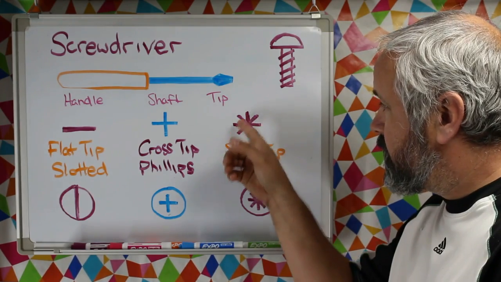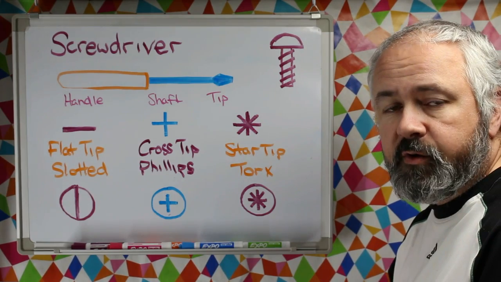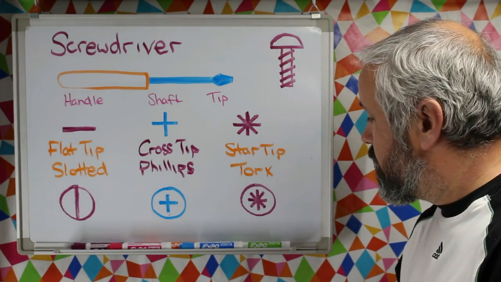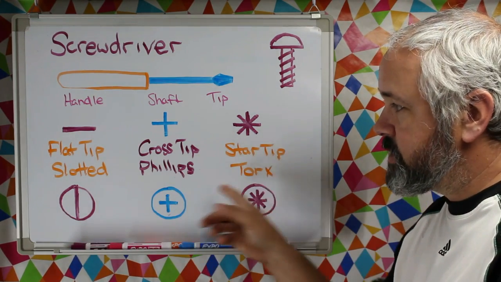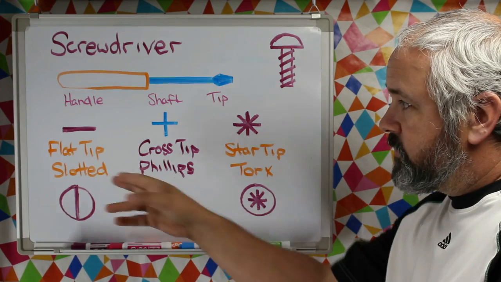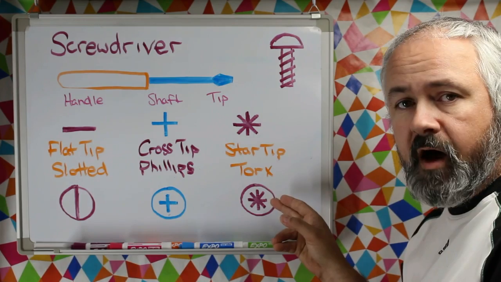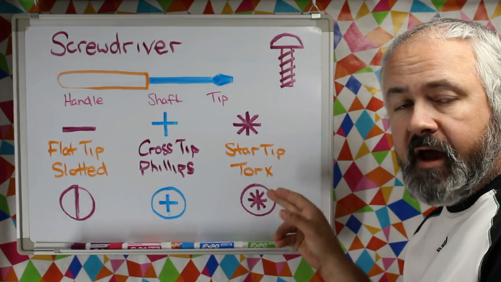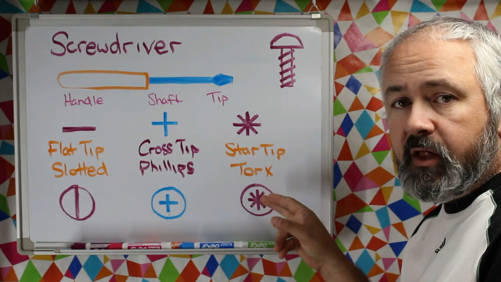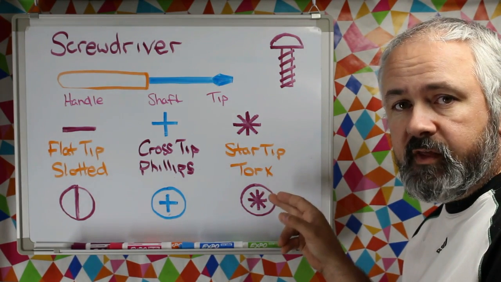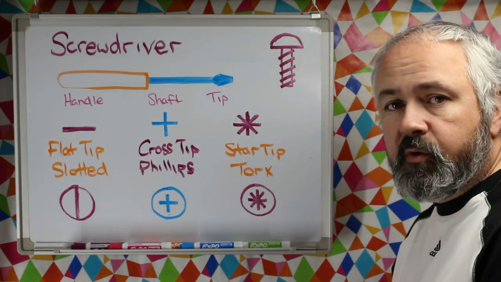The star tip has this distinctive star shape, and another name that it goes by is also a trademark name, Torx. The reason it's called Torx is because, as you can see from each patterned tip, there's more surface area of contact as you move up. This star pattern provides more contact area with the screw head, allowing a lot more torque, or the ability to apply more force on that screw head, giving you a stronger bind.